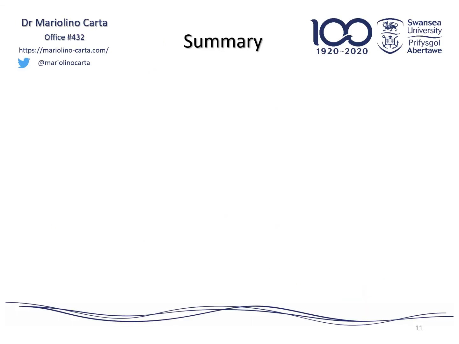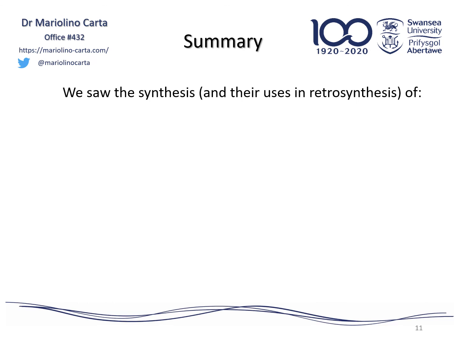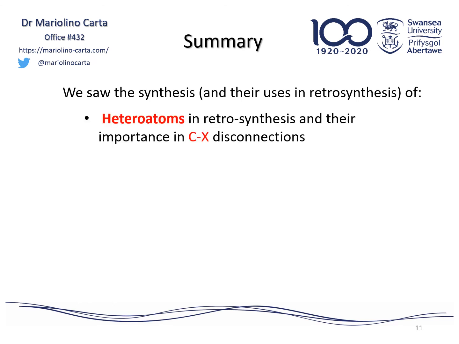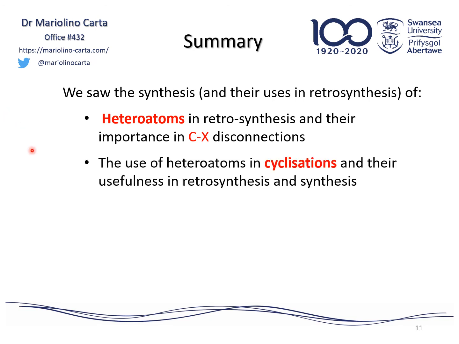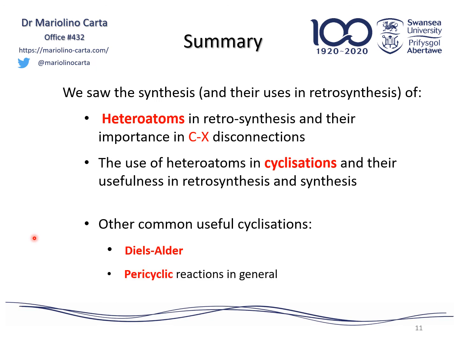In summary for this video, we can say that we saw the synthesis and their uses in retrosynthesis of heteroatoms, especially focusing on the importance of the C-X disconnections. The use of heteroatoms in cyclization, focusing both on the saturated heterocycles and the aromatic ones. And in the last part, we saw other useful cyclizations, especially focusing on the Diels-Alder and other kinds of pericyclic reactions, for instance, the synthesis of beta-lactams.